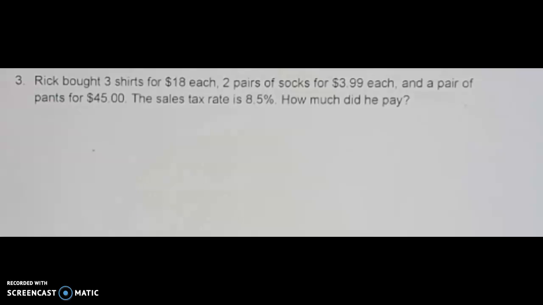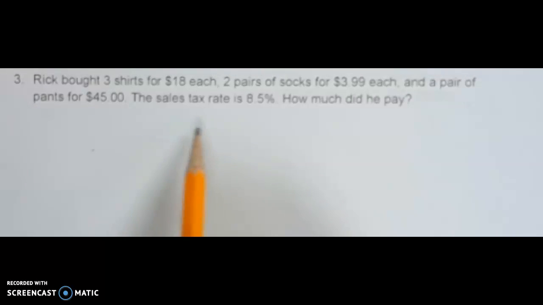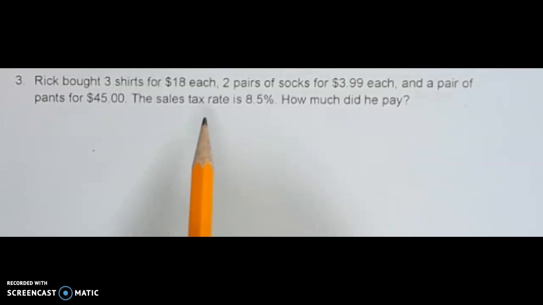In example 3, we're told that Rick bought 3 shirts for $18 each, 2 pairs of socks for $3.99 each, and a pair of pants for $45. The sales tax rate is 8.5%. How much did he pay? Okay, so we're going to be calculating a sales tax here. Okay, and one thing that we need to know for the sales tax is what the subtotal is. So that's the first thing that we're going to have to figure out.